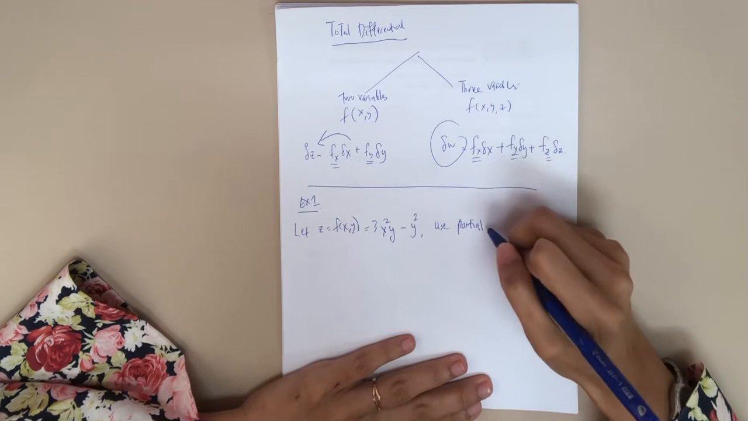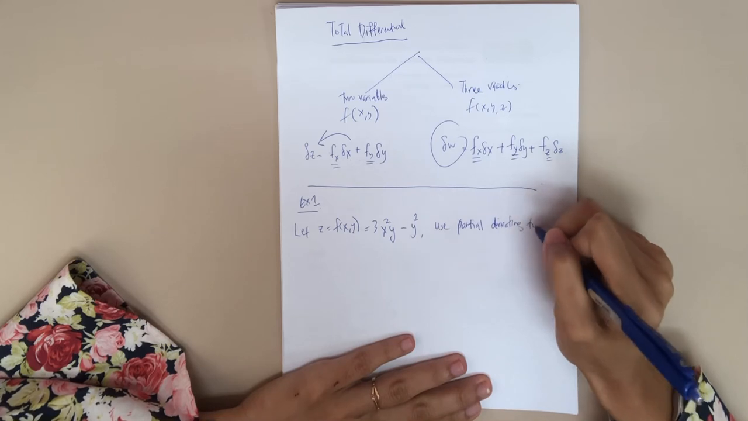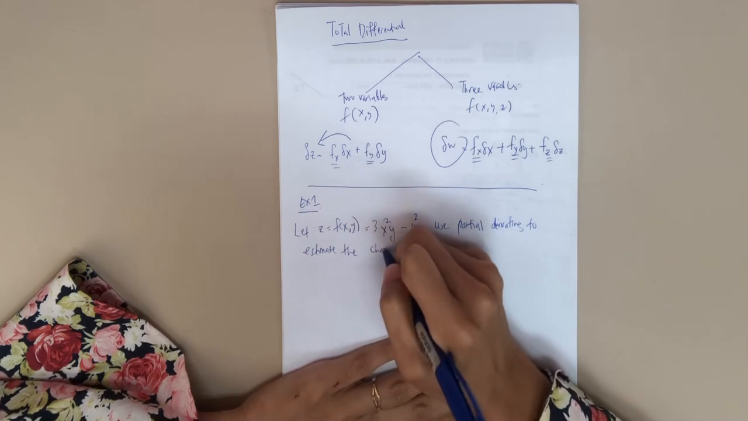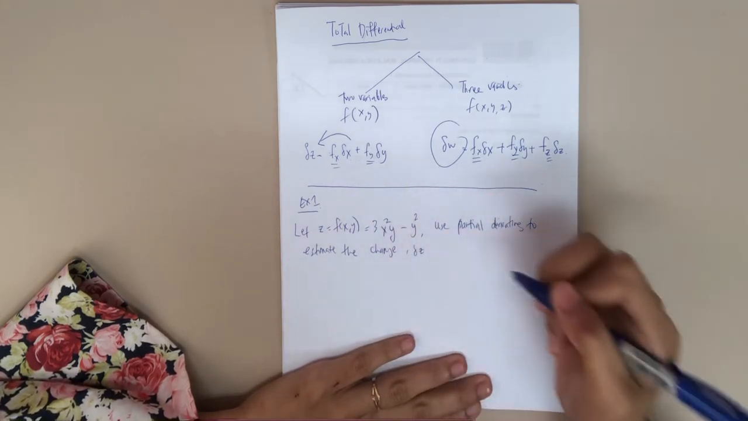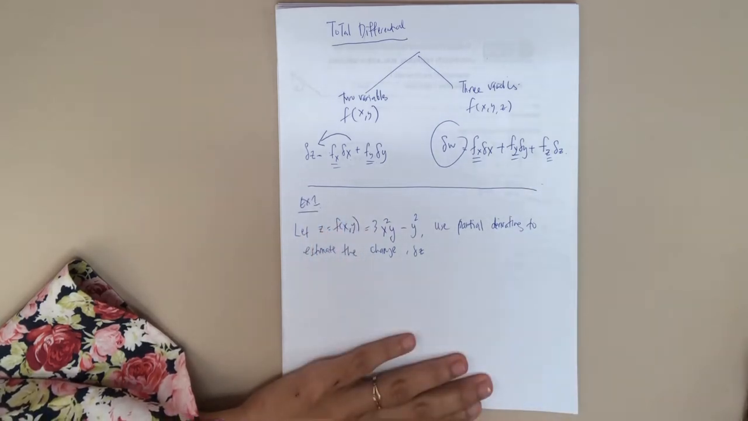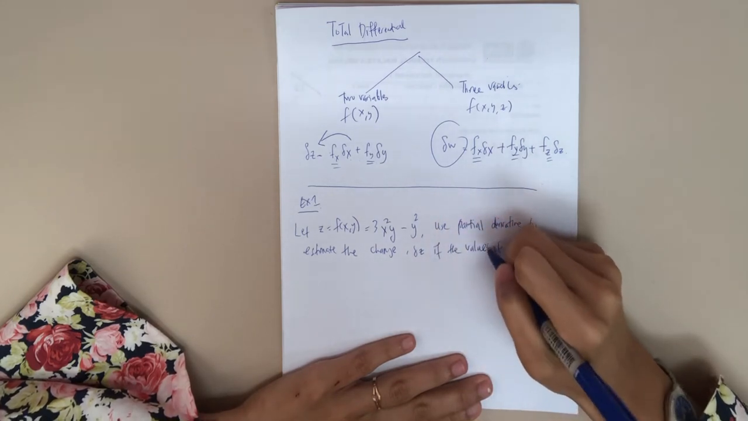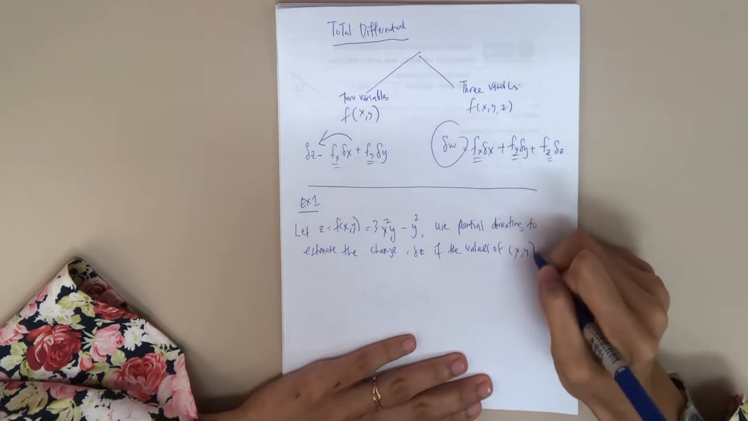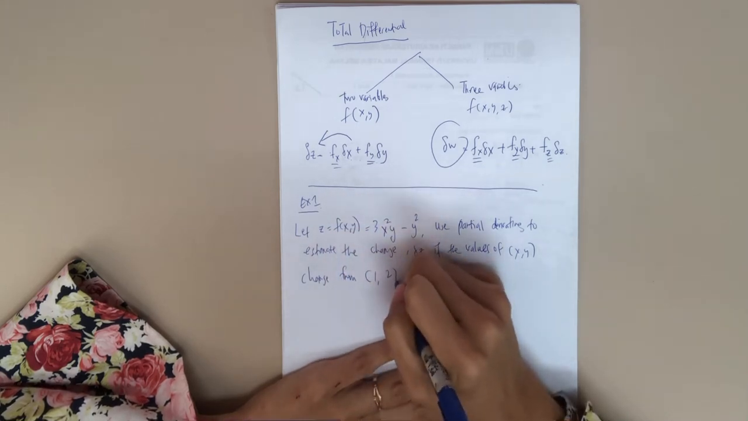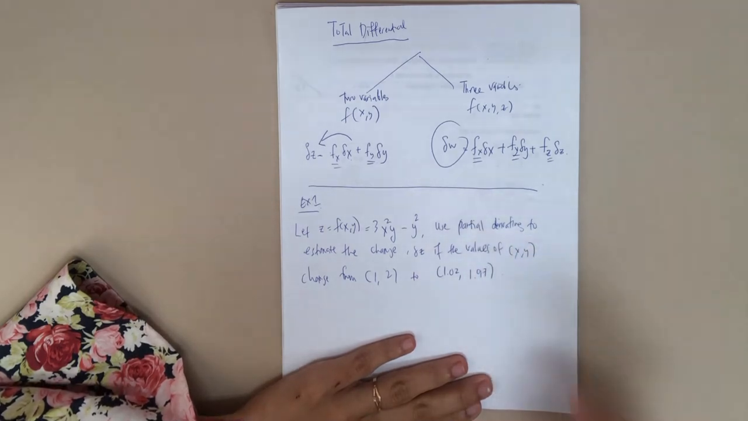Use a partial derivative to estimate the change dz, the change of z, which means the change of the function, if the values of x and y change from 1 to 1.0 to 1.97. I repeat again.